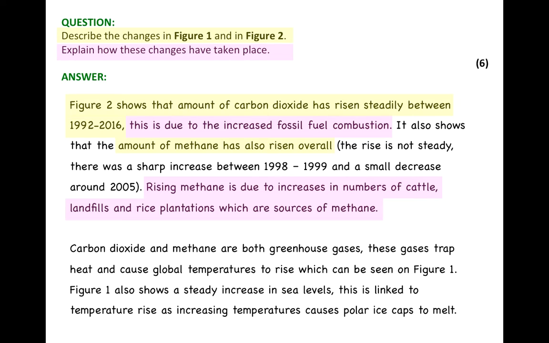In my next paragraph, I've slightly changed my order. So I've explained first what links carbon dioxide and methane to global temperature rise, and then I have linked that back to Figure 1 and described what that figure shows. And that's totally fine. You can do it in that order as long as it makes sense to the reader. Then I've gone on to finally describe the last part of Figure 1, the sea level rise, and I have linked that to an explanation linking temperature and sea level rise.